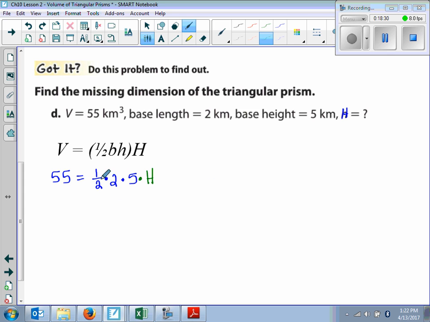So now, in order for us to solve this, we need to simplify what's already there. So we've got 55 over here. That stays the same. And then we have, what's 1/2 of 2? 1. And then 1 times 5 is 5. So this is going to give me 5 times H. Now, how am I going to get that H by itself? Divide by 5 on both sides. Very good. So the 5's cancel, and H is equal to 11. Now, 11 what? Kilometers? Kilometers cubed? Just kilometers, because we are solving for the height of the prism. We are not solving for volume. Is everybody clear?